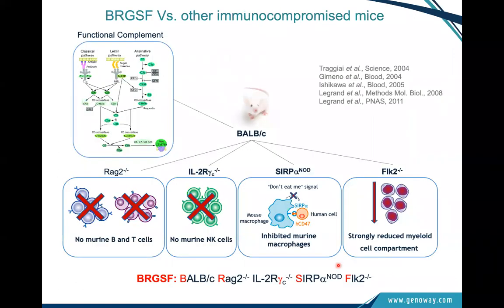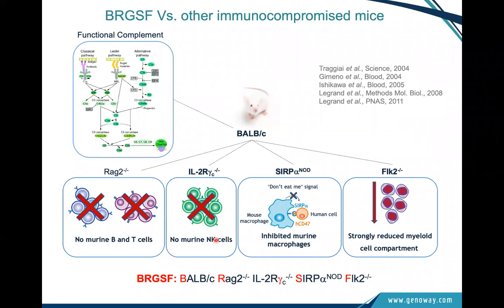So the model that we're using is called BRGSF. BRGSF stands for BALB/c, RAG2 knockout, IL-2 receptor gamma chain knockout, SIRP-alpha of NOD origin, and FLT3 knockout. What are the outcomes of those modifications? The BALB/c background provides a functional complement cascade, and I'm going to comment on this later, not now. The RAG2 knockout abolishes the VDJ recombination in both T and B cells, so there is no T cell, no B cell. The IL-2 receptor gamma knockout blocks the development of NK cells.